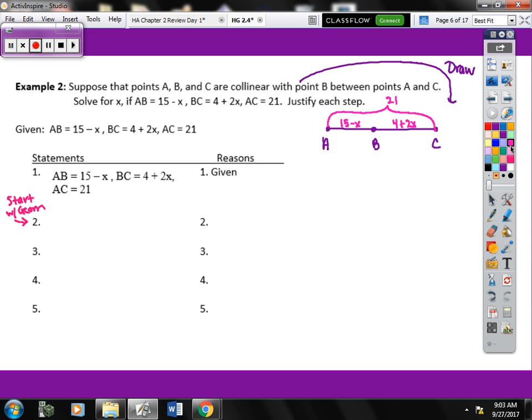We're going to say that we can add segment AB. Now you don't need to put a segment bar on it because we're going to use an equal sign and not a congruent. So AB plus BC is equal to AC. Our justification is what Marquise just told me. I'm allowed to add segments because of the segment addition postulate.